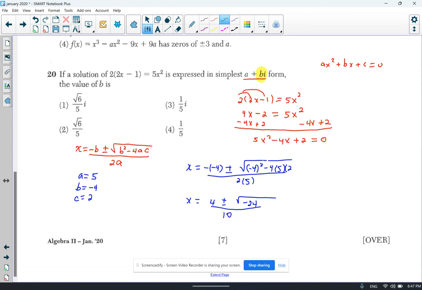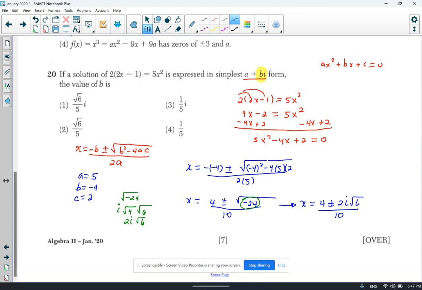Well, we have to simplify further. So we have to simplify the square root of -24. So I'm going to do that here. I know I'm pulling out the i, and I know that 24 could be split into the highest perfect square of 4 and 6, and that becomes 2i rad 6. So this solution becomes x is equal to 4 plus or minus 2i rad 6, all over 10.